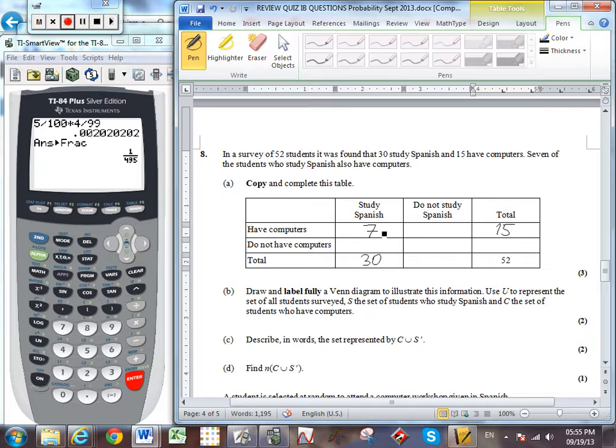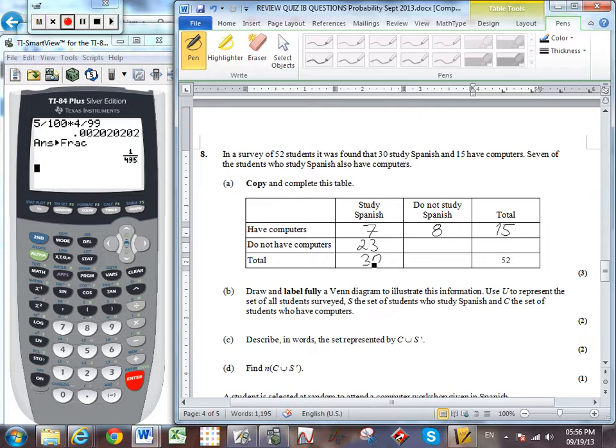Now we should be able to fill in the rest of the diagram. 7 plus what gives us a total of 30? So 7 computer users and 23 who don't have computers, giving you a total of 30 who study Spanish. There are 8 who do not study Spanish who do have a computer, to give us a total of 15 computers. I can see that the total number of students in the survey is 52.